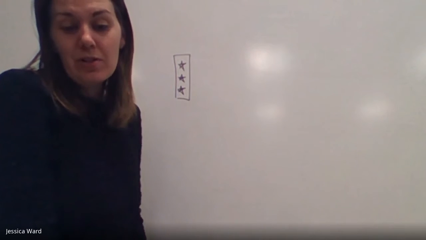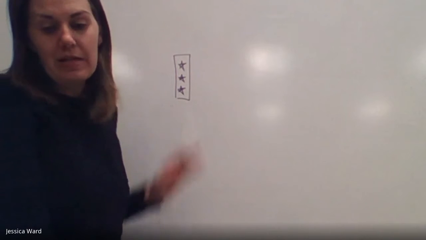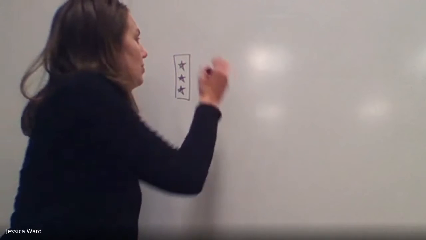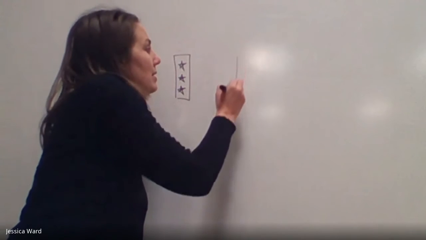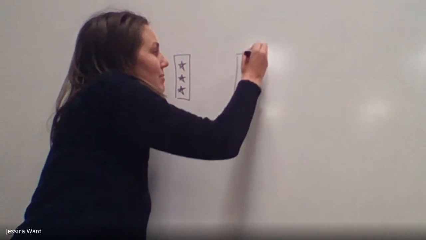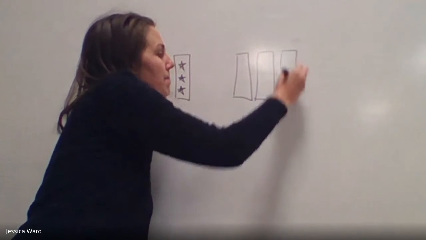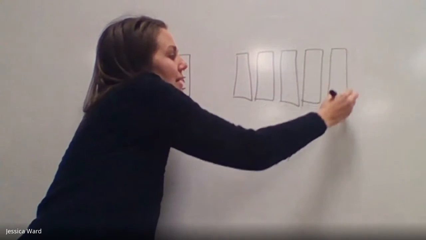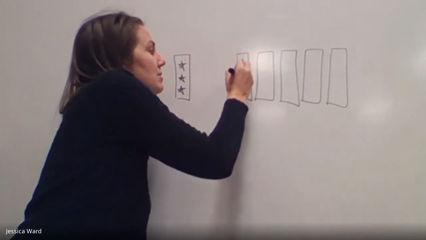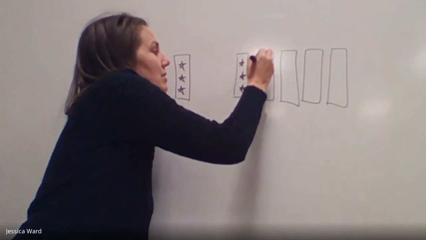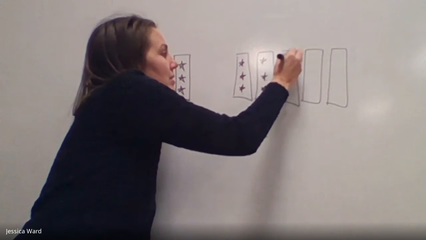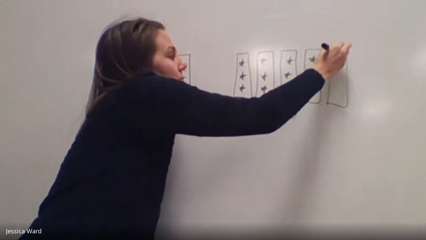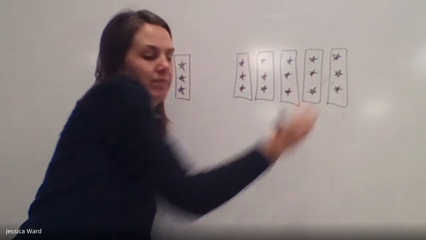All right, so the first group is 3 stars. Now we're going to go ahead and draw 5 times that many stars. So we have 5 times as many means that we're going to have 5 boxes, and each box is still going to have the same 3 stars in it. 1, 2, 3, 1, 2, 3, 1, 2, 3, 1, 2, 3, 1, 2, 3.